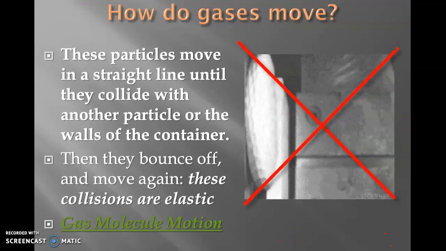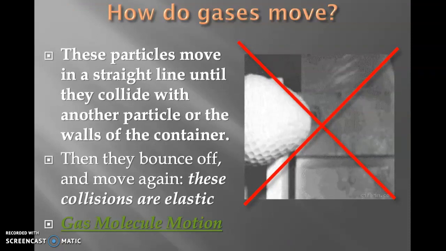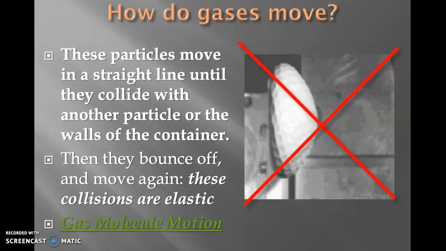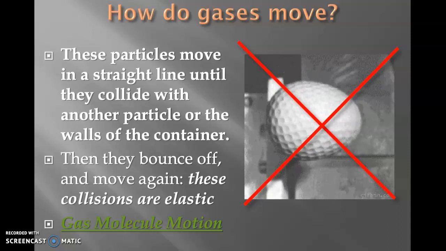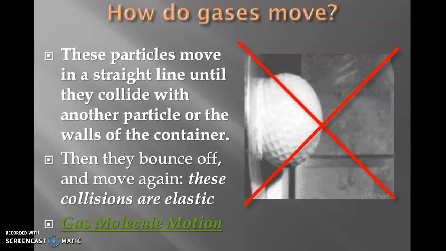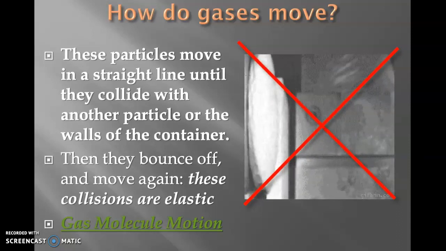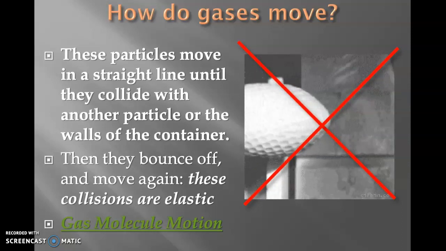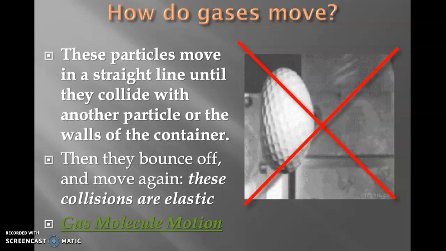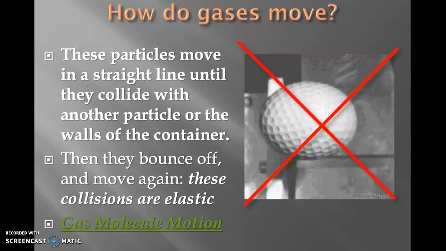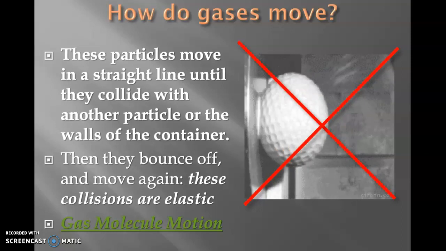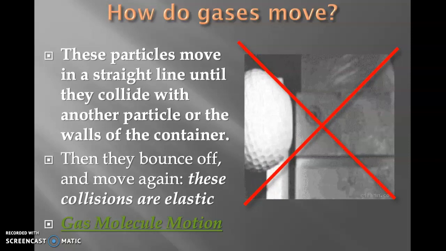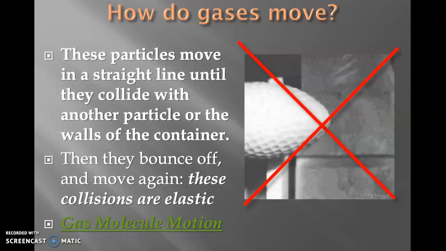And as I said before, gases move in a straight line. So when they hit the wall of their container, they just change their direction and move in another straight line. And this just keeps happening in these straight line motions. When gases collide with their container walls, the type of collision is called an elastic collision. And so what that means is that energy is not gained and energy is not lost.